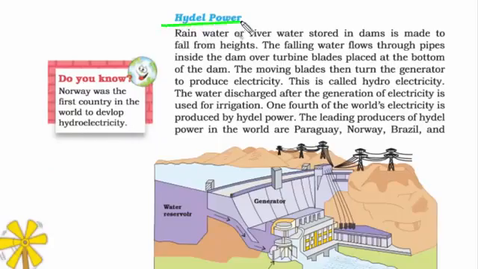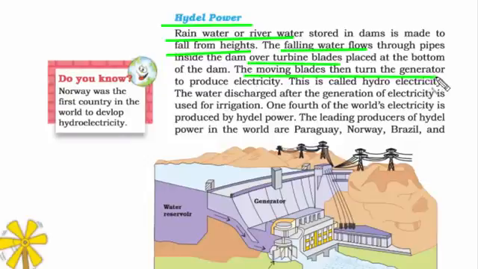And the next type of energy is hydropower. Remember, power produced out of water. So rainwater and river water are stored in a dam and falls from height. And when they fall over turbine blades, they move. And the moving blades turn the generator to produce electricity. And this is called hydroelectricity.